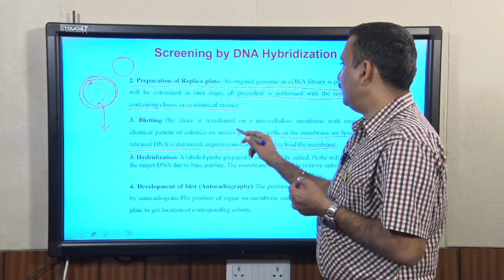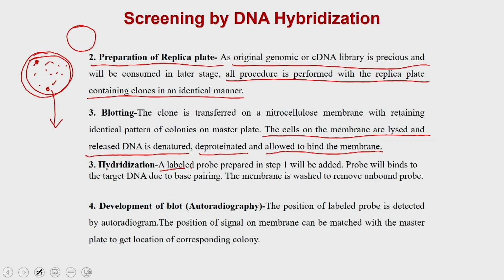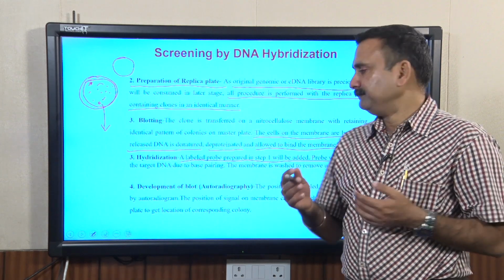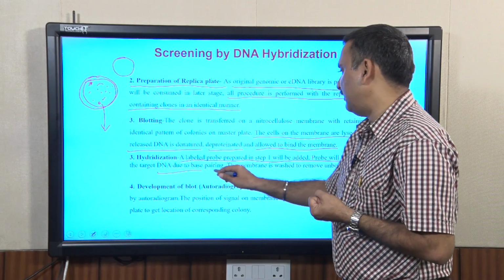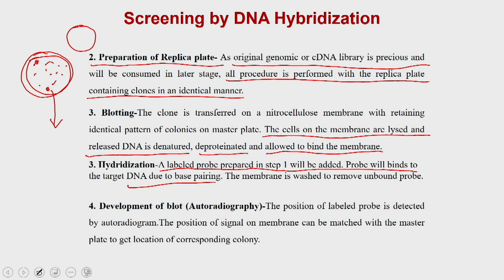Then what you do is you will prepare, you will incubate this membrane with the radiolabeled probe, which we have prepared either by the random primer method or the terminal transferase method, and then you let the probe bind to the target DNA due to the base pairing. Then you will wash the membrane to remove the unbound probe, and you will also wash it with high stringency buffers, so that you will reduce the non-specific interactions.